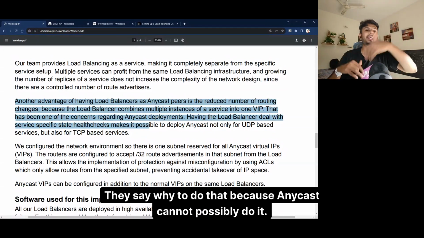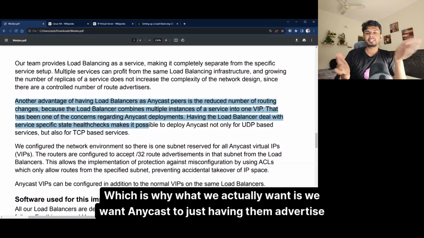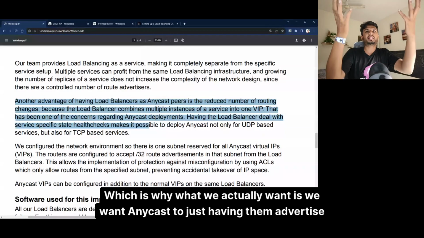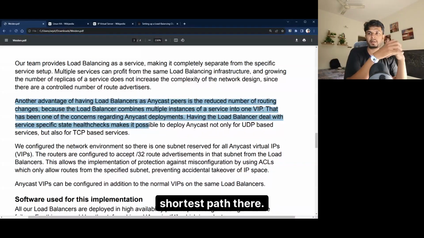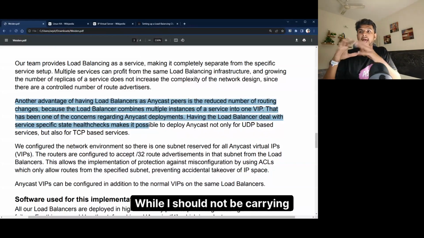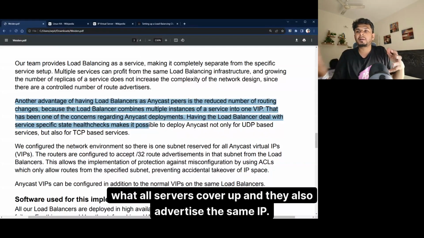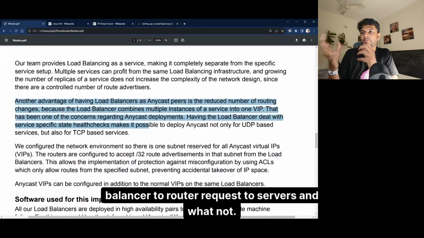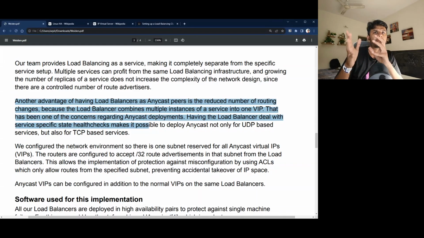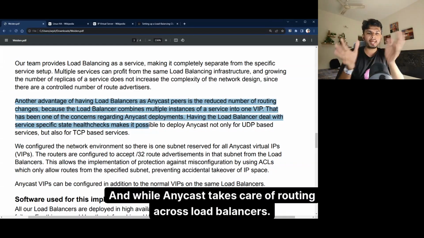Because Anycast cannot possibly do it, which is why what we actually want is for Anycast to just have them advertise the same IP, and I would seamlessly switch from one to another, finding the shortest path there. I should not be caring what all servers come up and advertise the same IP. Let's use a virtual IP address behind the load balancer, making it easier for the load balancer to route the request to servers and whatnot. And that's fine, while Anycast takes care of routing across load balancers, right?